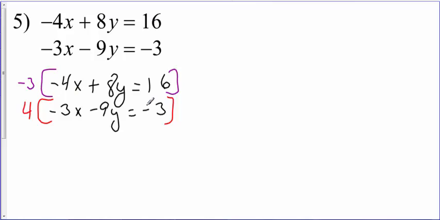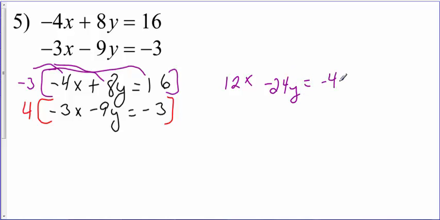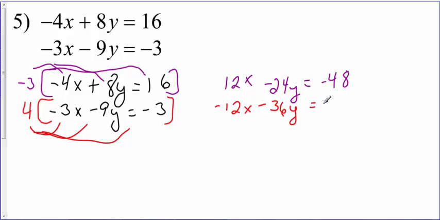Now, what that's going to do for me is a couple of things. When I multiply by this 3, I'm multiplying everything by it. So -3 times -4, it's going to be here, and then all the way over there as well. So 12x minus 24y equals, well, that would be -48. Now, when you multiply the bottom one by 4, every bit of that's going to be multiplied by 4. So that gives me -12x minus 36y equals -12.